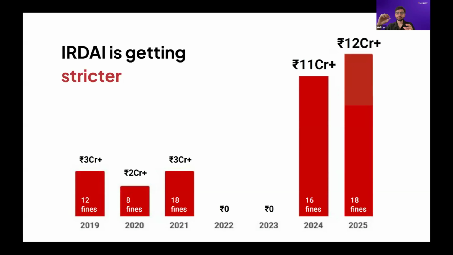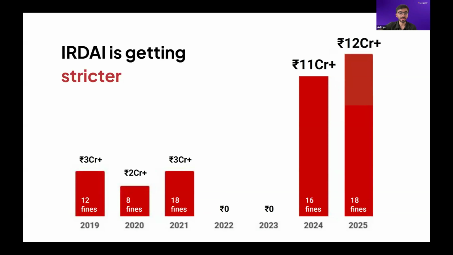Now, if you compare 2021 and 2025, you'll say that, okay, it's the same number of fines, right? 18 and 18. So IRDAI is back to just its pre-COVID days. But if you actually look at the quantity of fines levied, despite having the same number of fines in 2025 as in 2021, the actual fine amount is 4x the amount, right? So there is a clear change in how IRDAI is doing it.